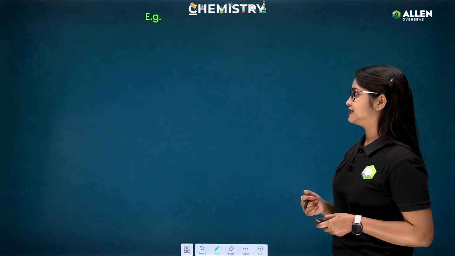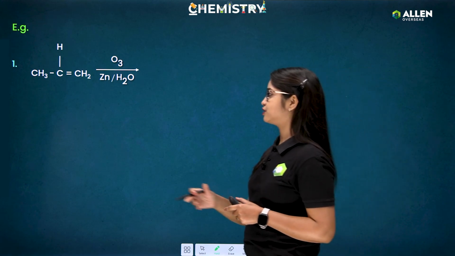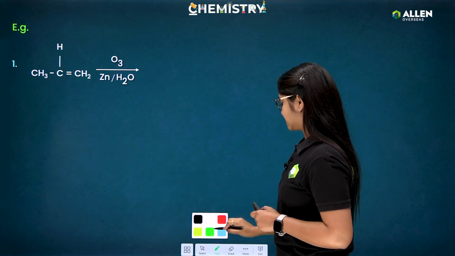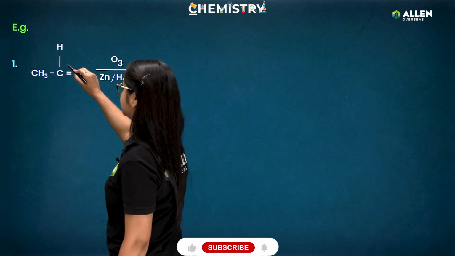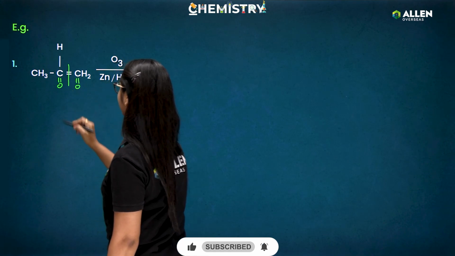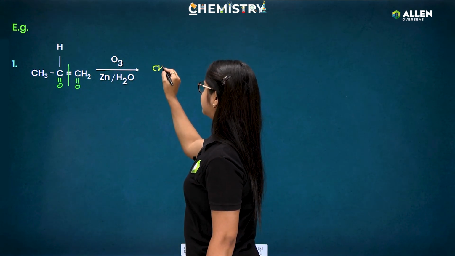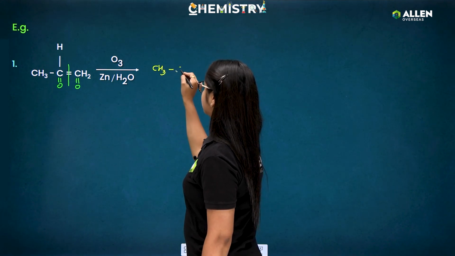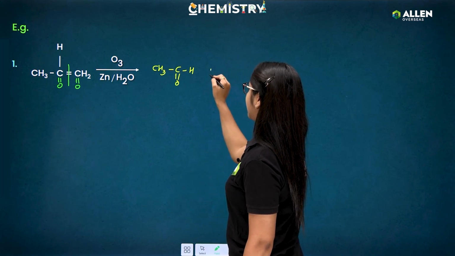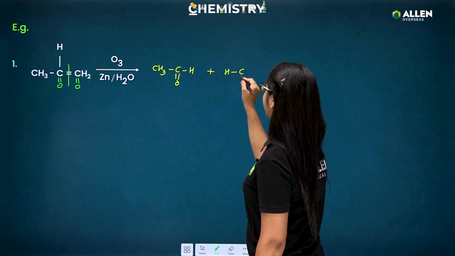So let's see a few examples of this ozonolysis reaction. Here you have the compound. You can see on both carbon atoms the hydrogens. So breaking the bond, adding oxygens. Okay, so what will be the products? First product will be CH3 C double bond O H, this one. Okay, acetaldehyde, and the other will be, here you have two hydrogens, so this will be formaldehyde.